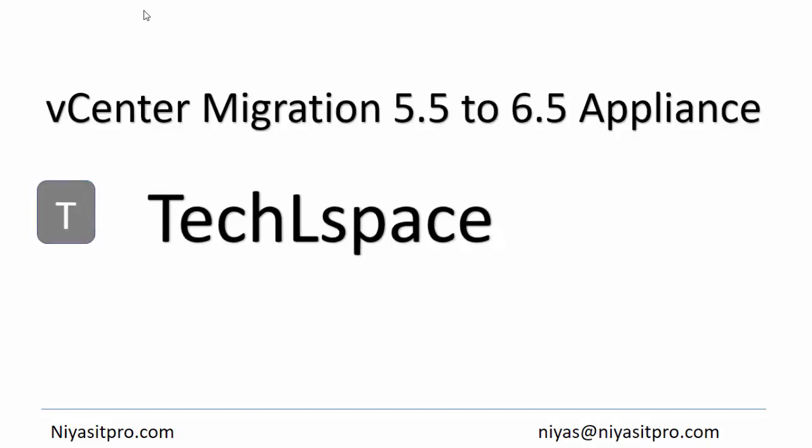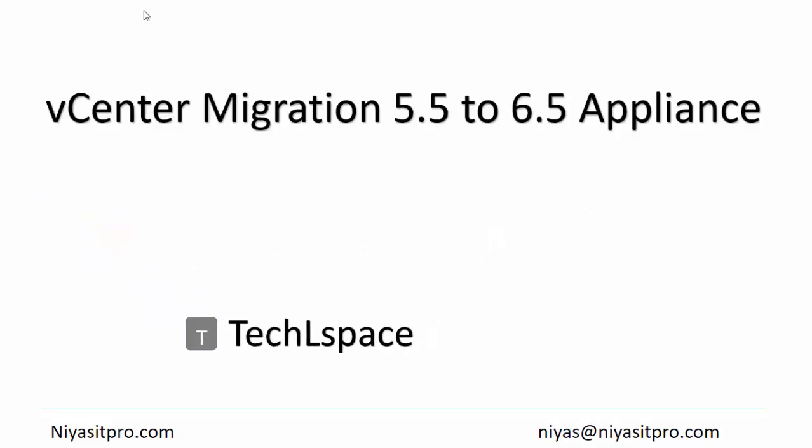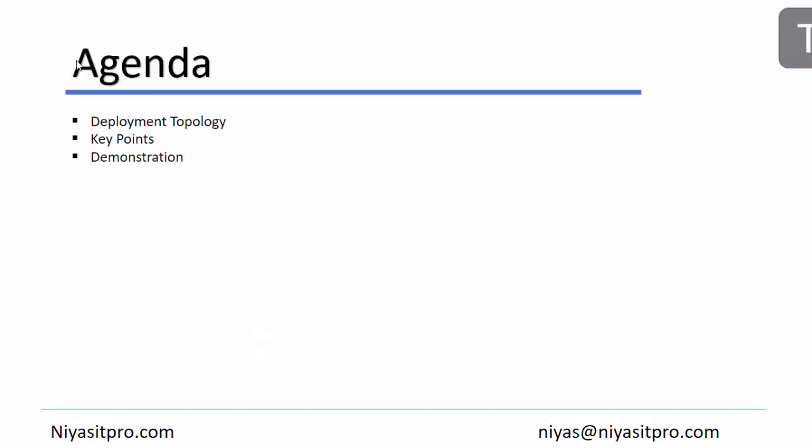In this video, you are going to watch how to migrate vSphere vCenter 5.5 to 6.5 appliance. The scope of this video is to cover a brief about deployment topologies in vCenter 5.5 and 6.5, and then key points to be considered before you plan and proceed to migration. And then a demonstration on how to upgrade vCenter 5.5 to 6.5. This video is preferable to VMware administrators to know the steps and measures to be taken before kickoff migration.